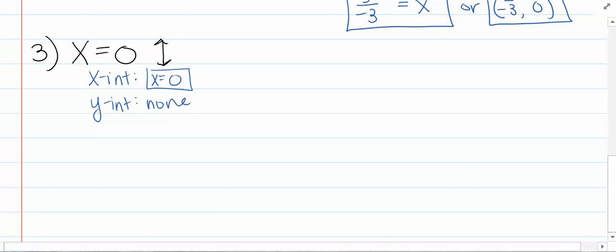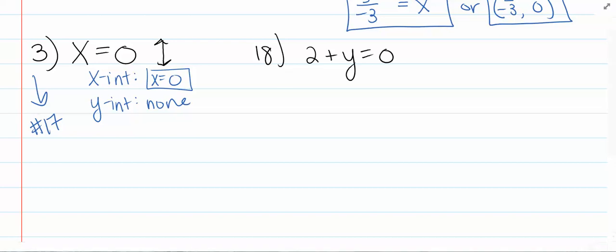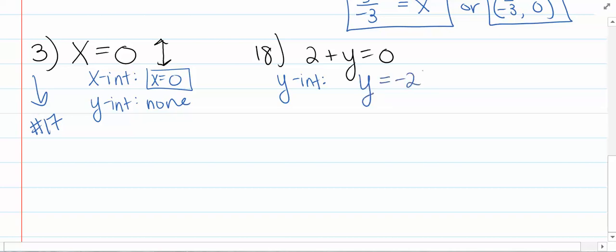You have a problem like that also. That's the same as number 17. And number 18 is also a little bit tricky, so let's look at that one together. In this case, it's 2 plus y equals 0. So again, if we want to try to find our y-intercept, right away we can see there's some issues because there's no x. So we're just going to solve for y. So y would equal negative 2. So that is our y-intercept.